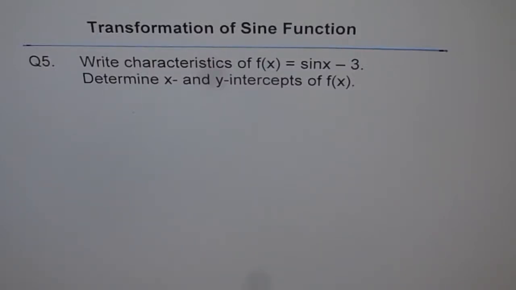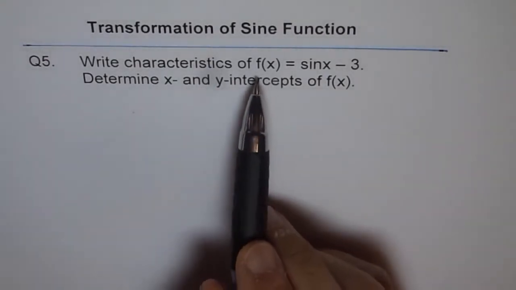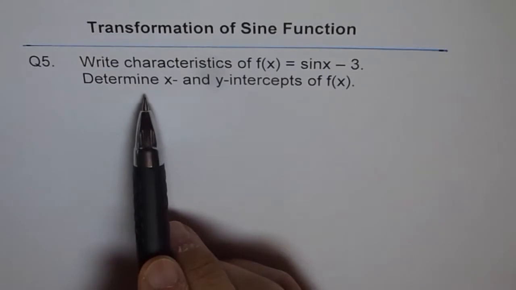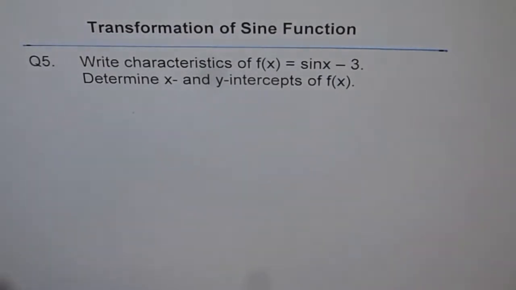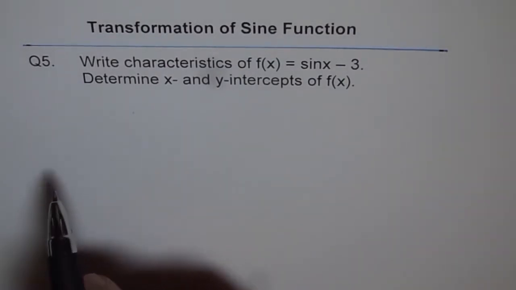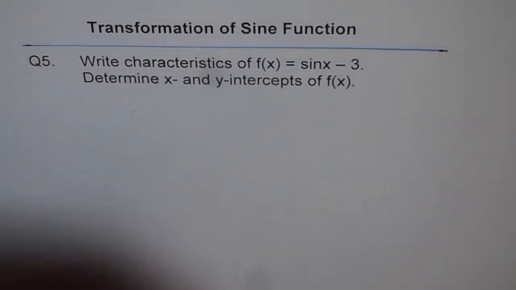Transformation of sine function. Question 5. Write key characteristics of f(x) = sin x − 3 and determine x and y intercepts for f(x). Now let's first list the key characteristics, then we'll sketch a graph, check our characteristics and also find x and y intercepts. Okay, so help me out in this.